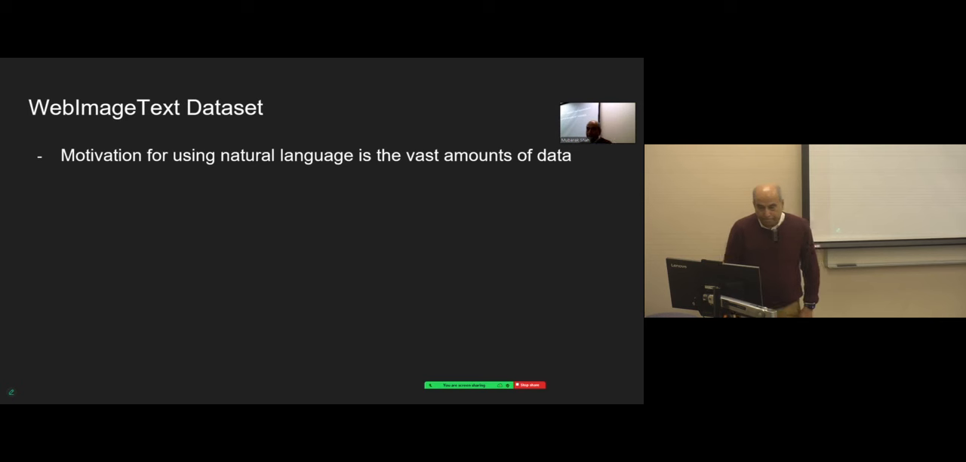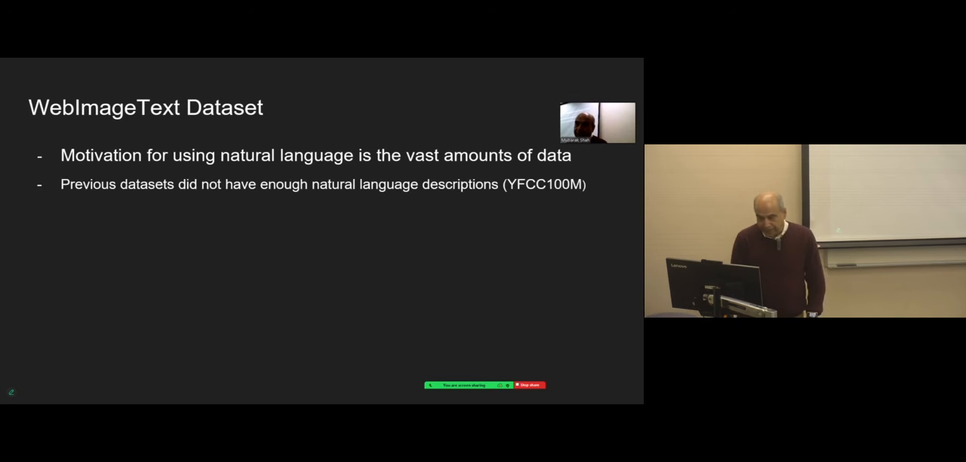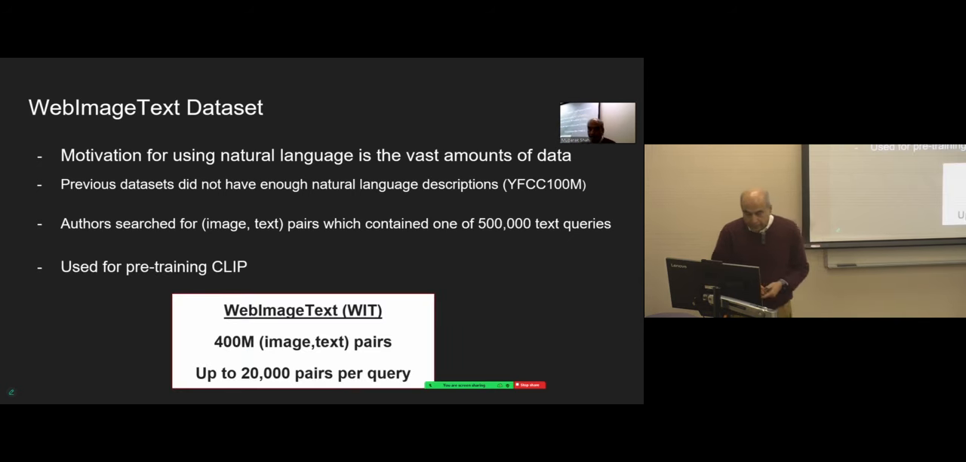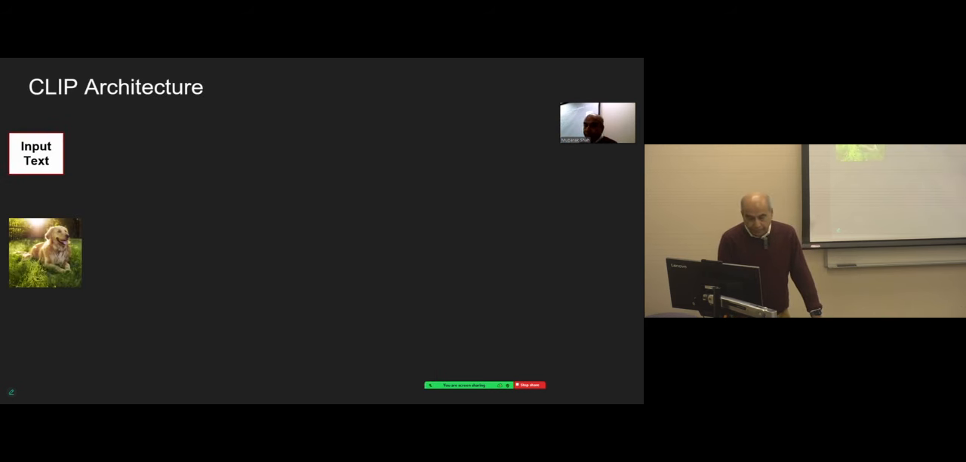So they used web images, and they actually came up with 500,000 text queries, which is how they generated this data set. And this data set had 400 million images and about 20,000 pairs per query.